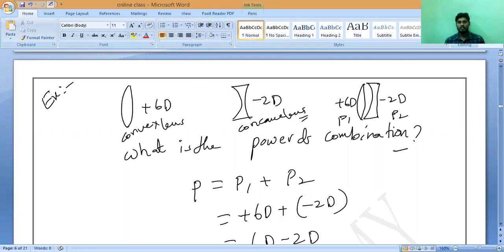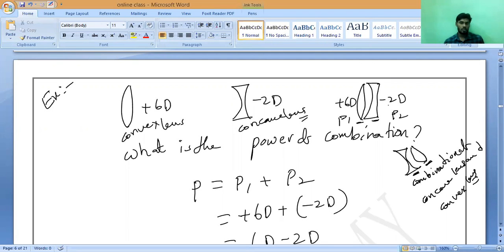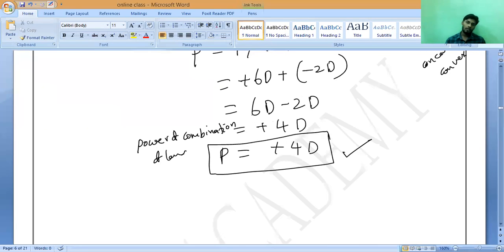Suppose if I keep it like this, then what should we call it? Combination of concave lens and convex lens. Do you understand, all of you? Yes, sir. So like this I can keep. Maybe the convex lens will come first, next the concave lens, or else the concave lens first, then the convex lens, whatever it is. Whichever lens comes first, we can say this is a combination of concave lens and convex lens. Do you understand, all of you? Yes or no? Yes, sir.